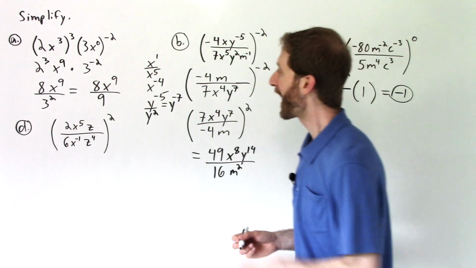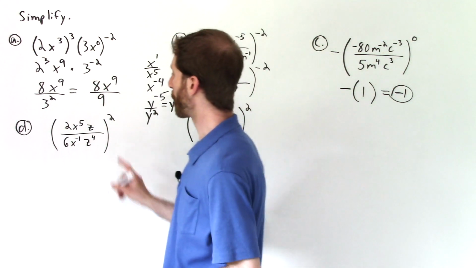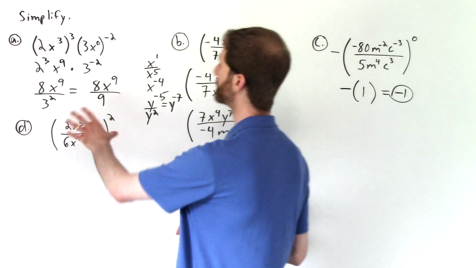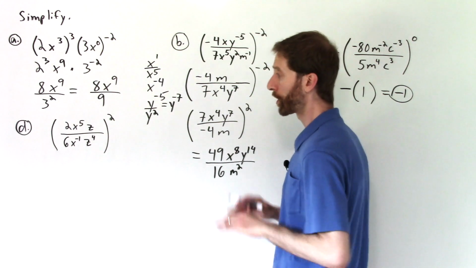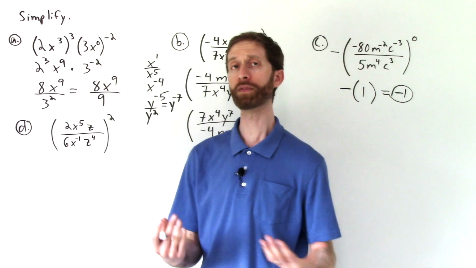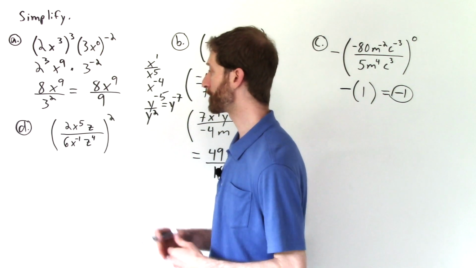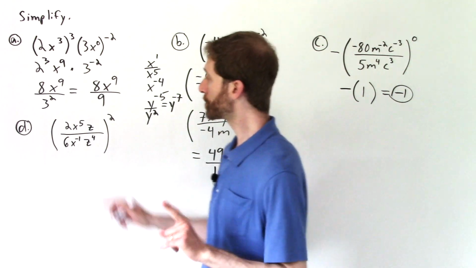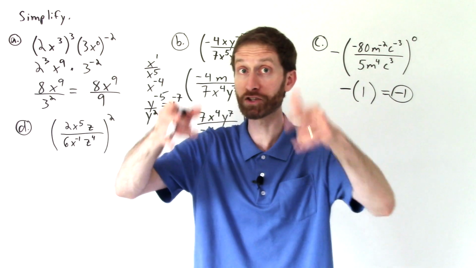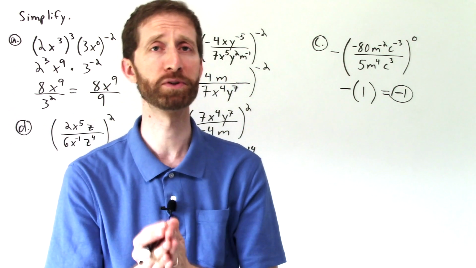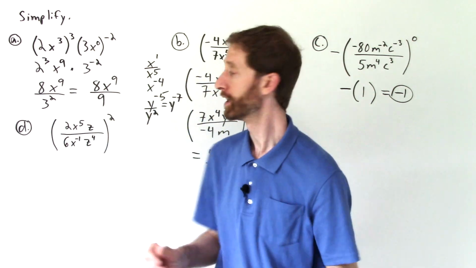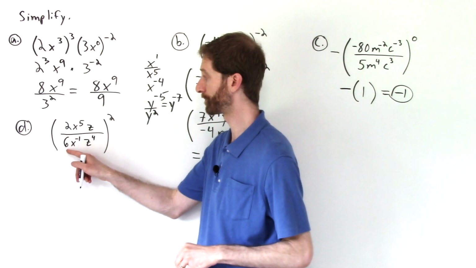Love it. And finally, we have one more problem where we're raising everything to the second power. I actually think D is a little easier than B. We're again going to simplify everything inside the parentheses first, and then we'll raise everything to the second power. Notice you have 2 over 6. You are not subtracting. Please promise me you won't subtract. Please. Don't do it. You are dividing 2 by 6.